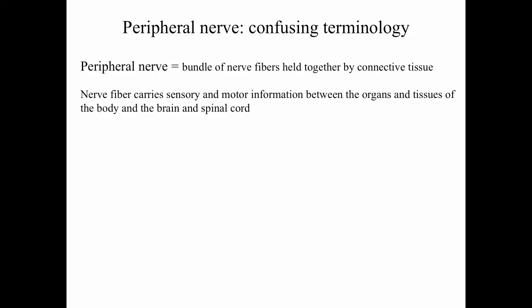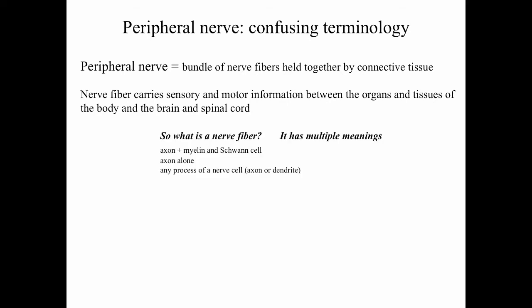There is a little bit of confusion about terminology with respect to peripheral nerves. First of all, we'll talk about a peripheral nerve as a bundle of nerve fibers that can be held together by connective tissues, and we'll talk about that in just a minute or two. But nerve fibers carry sensory and motor information between the organs and tissues of the body to the brain and to the spinal cord. So exactly what is a nerve fiber?